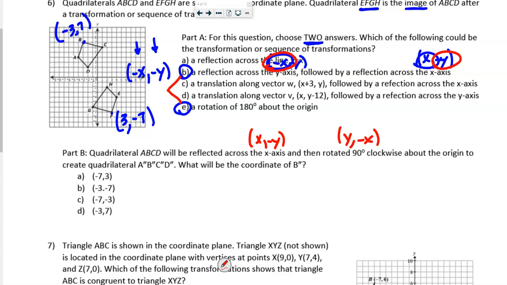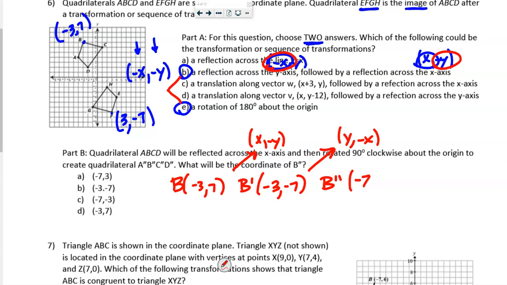So we got B up there already. So our original B was negative 3, 7, right? So we're going to use this first to get us to B prime. So that's going to be negative 3, negative 7. And then to get to B double prime, we're going to use that property. So now we're going to move them. So we're going to make our y our x, okay? And then we're going to change the sign of the x, right? Okay, so that's why the answer is negative 7, 3.